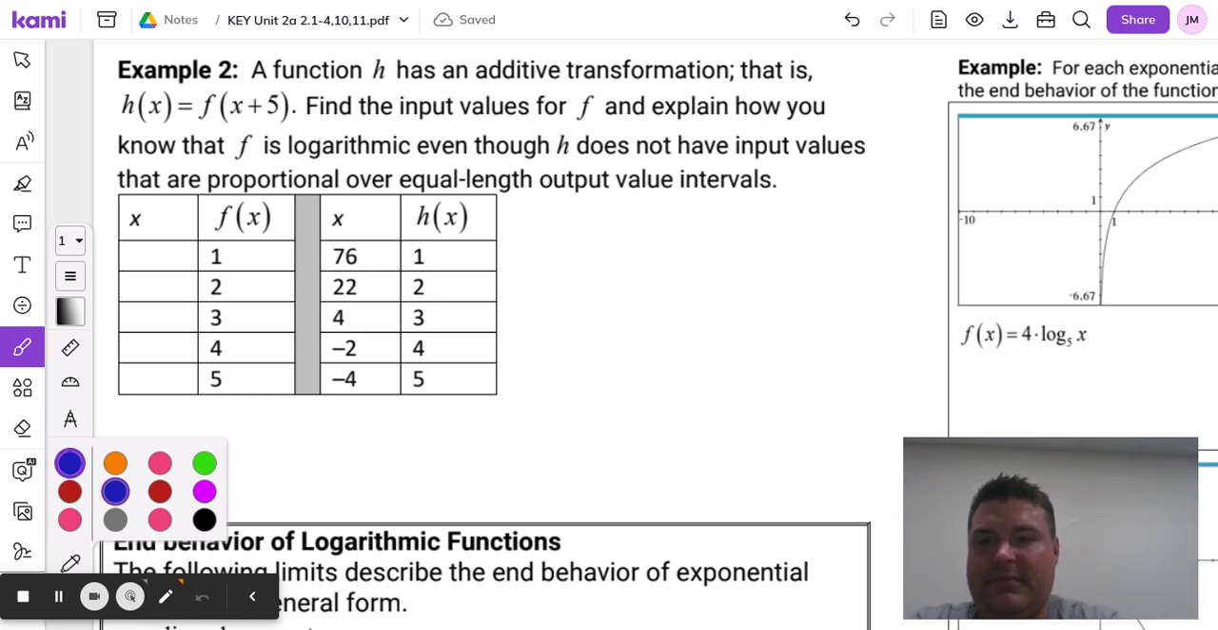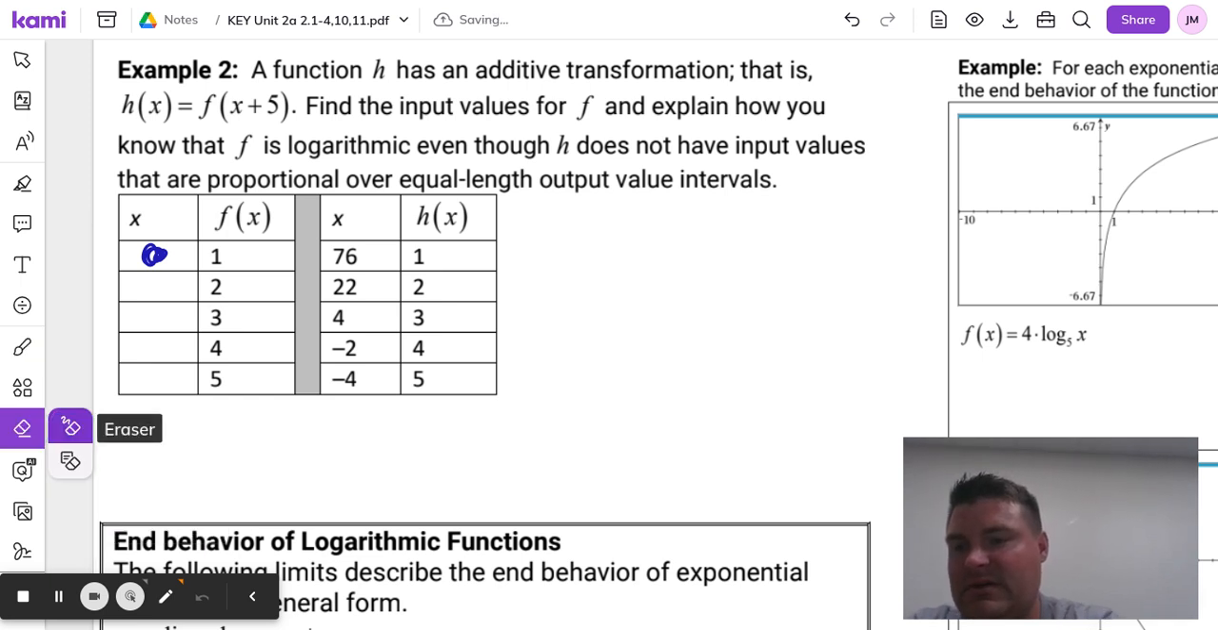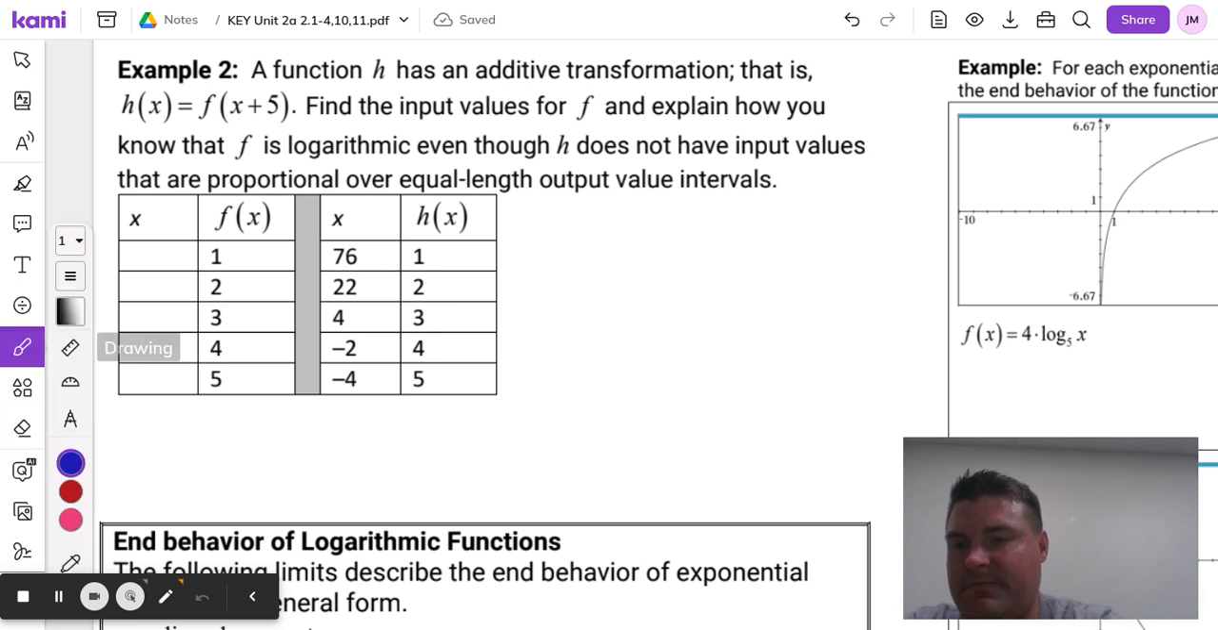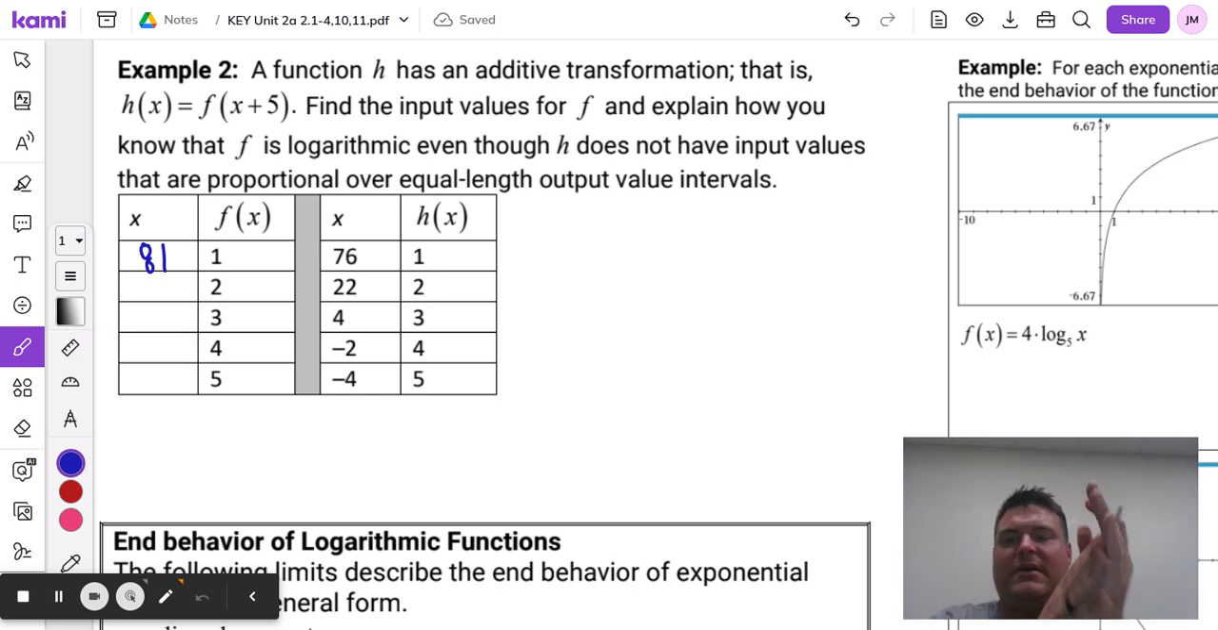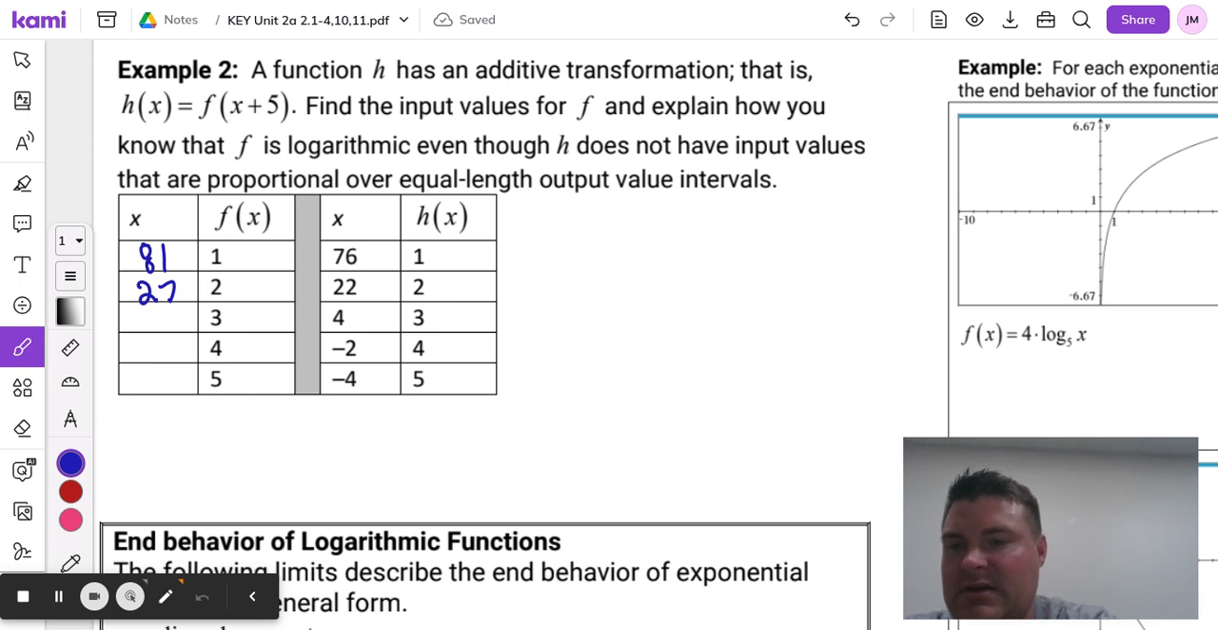Okay, so what's happening here if I'm going +5? Like I told you, I'm going left 5. So if I go from this number right here to this number, and I had to go left 5, that makes this blue number right here 81. Remember, inputs are opposite. So usually we go from 81 and instead of adding 5, we're subtracting 5 because we're going from f to h. So do the same thing over here. Get 27, 9, 3, and then 1.